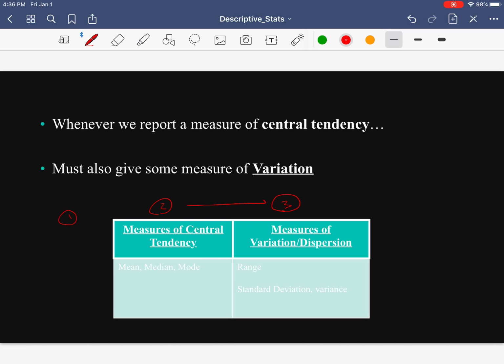And we tend to record these together. So we may have mean plus or minus standard deviation. You may see mean plus or minus standard error. So we tend to give our descriptive statistics in combination. Whenever we report a central tendency number, we're almost always going to report after it some type of measure of variation. And this is our most common combination, right? Mean plus or minus standard deviation.